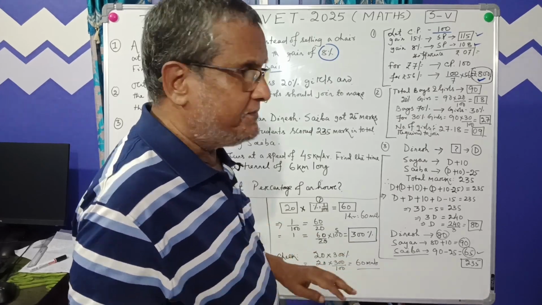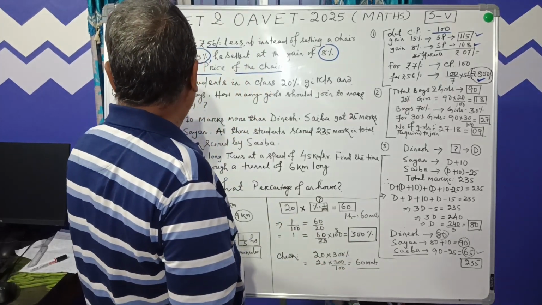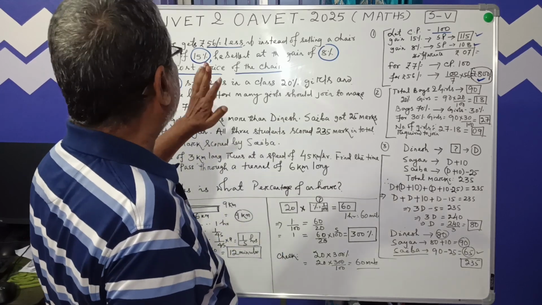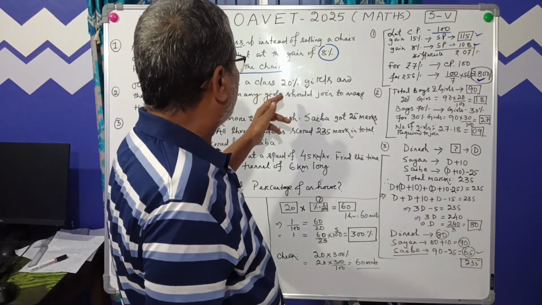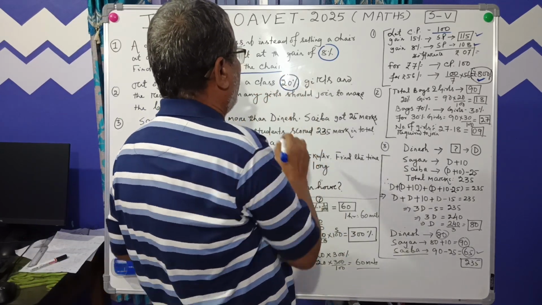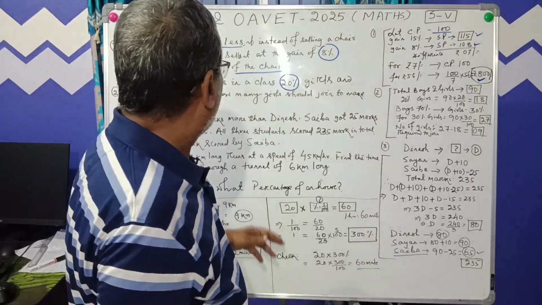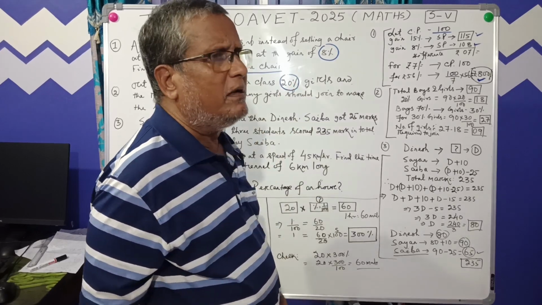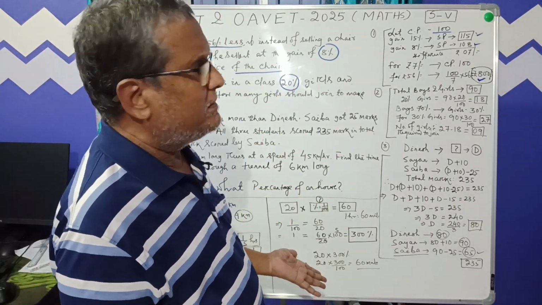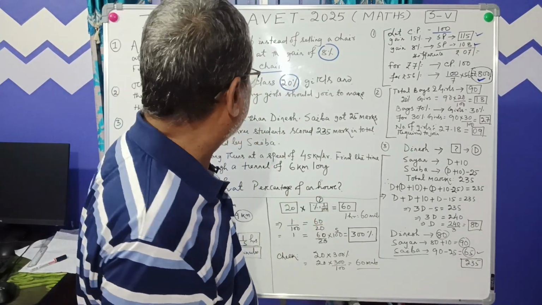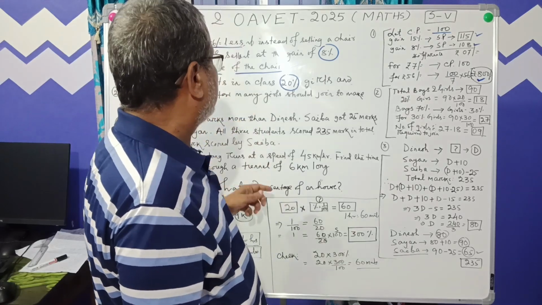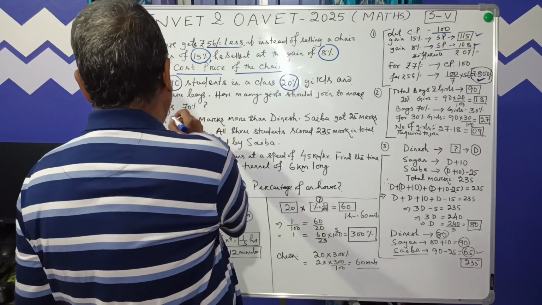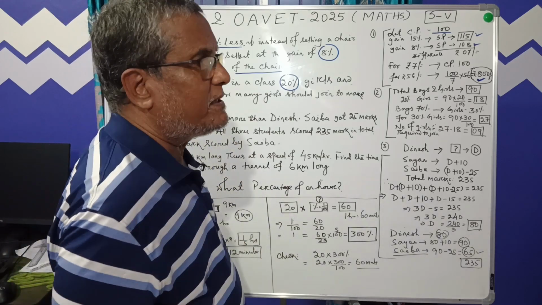So let us read. Out of 90, here out of 90 means total students 90 in a class, 20% girls and the rest are boys. And if girls are 20%, naturally the boys will be 80%. So this is the logic. But the question demands how many girls should join to make the boys 70%? To make the boys 70%.